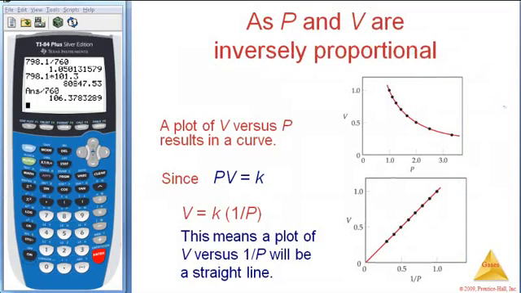So if you were to plot pressure and volume, you get this graph right here. As pressure increases, volume decreases. If you plotted pressure versus 1 over volume, or pressure times 1 over volume, either way, you get a straight line. Okay, so pressure is directly proportional to 1 over V. It is inversely proportional to V. Okay?